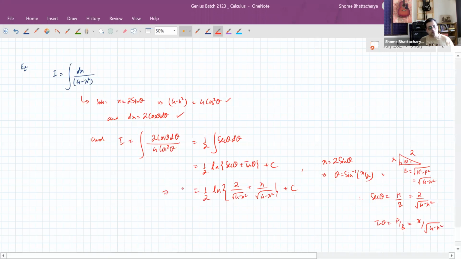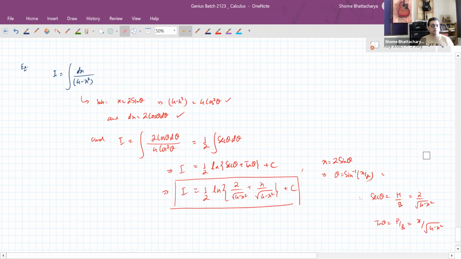And that becomes our answer. So now this is a very critical step. From x equal to 2 sine theta, how we got that sec theta should be this and tan theta should be this. Okay. So I'll just make this a little bit larger.